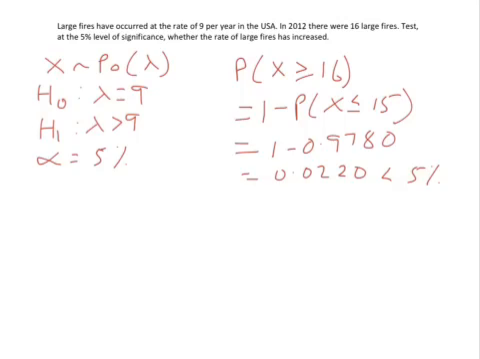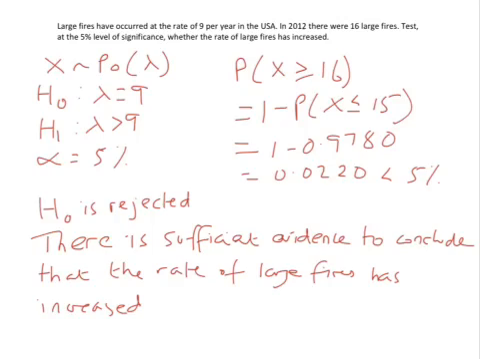So the null hypothesis is rejected, and then we need to write a sentence to conclude it, within the context of the original question. So there is sufficient evidence to conclude that the rate of large fires has increased.